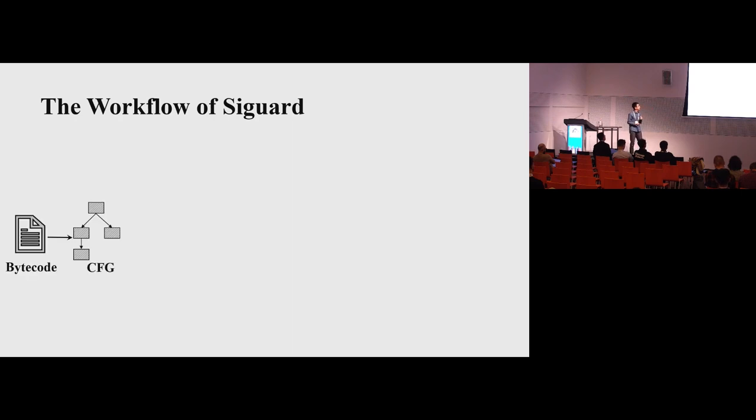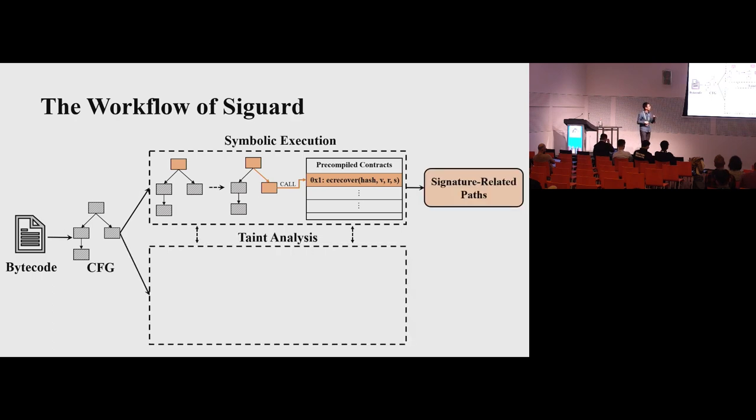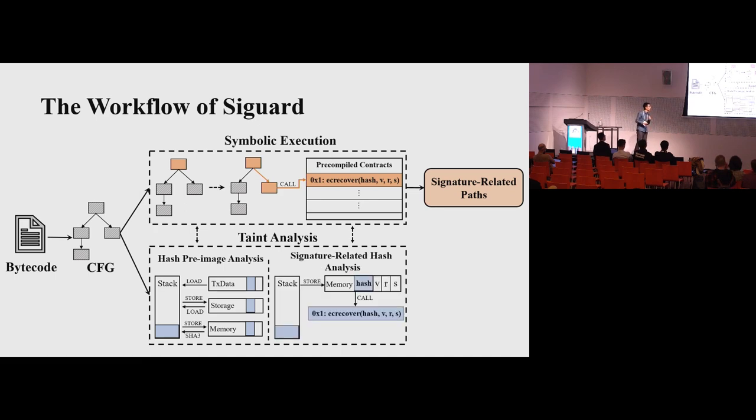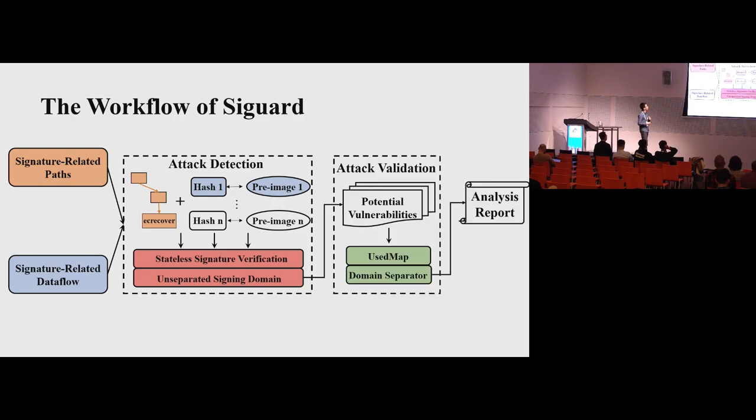We developed Seeker to detect these vulnerabilities. Due to time constraints, I can only very briefly introduce the workflow, and please refer to our paper for more details. Generally, it takes the bytecode as input and then constructs the control flow graph. It explores the CFG based on symbolic execution to find which execution path is related to signature verification. It also conducts a dynamic taint analysis to track signature-related data flow information. First, it tracks all hash pre-images for hash variables, and also tracks which hash variable is used for signature verification. Based on these two pieces of information, Seeker detects these two types of vulnerabilities and finally generates the analysis report.